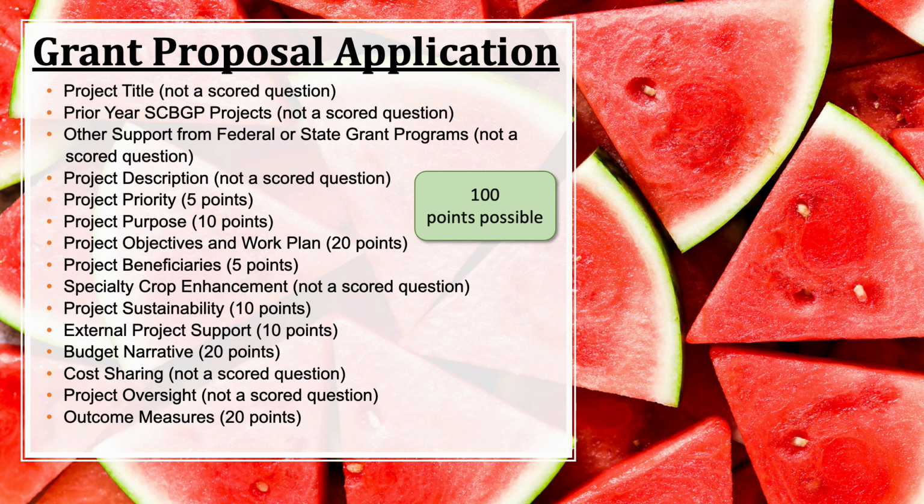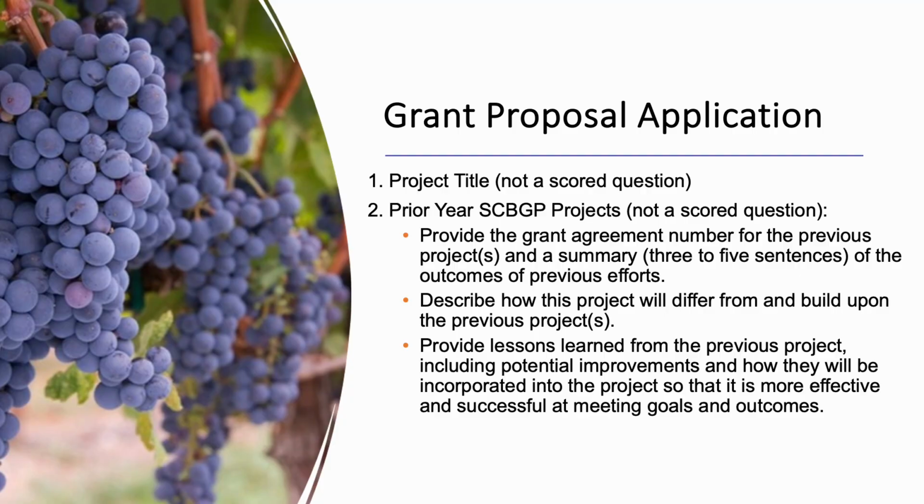I will briefly review each question on the next few slides. However, it is important to read the grant proposal instructions thoroughly as it contains more detailed information needed to complete the application. The project title is an unscored question. However, concisely describe the project in 15 words or less to create a unique specific title.